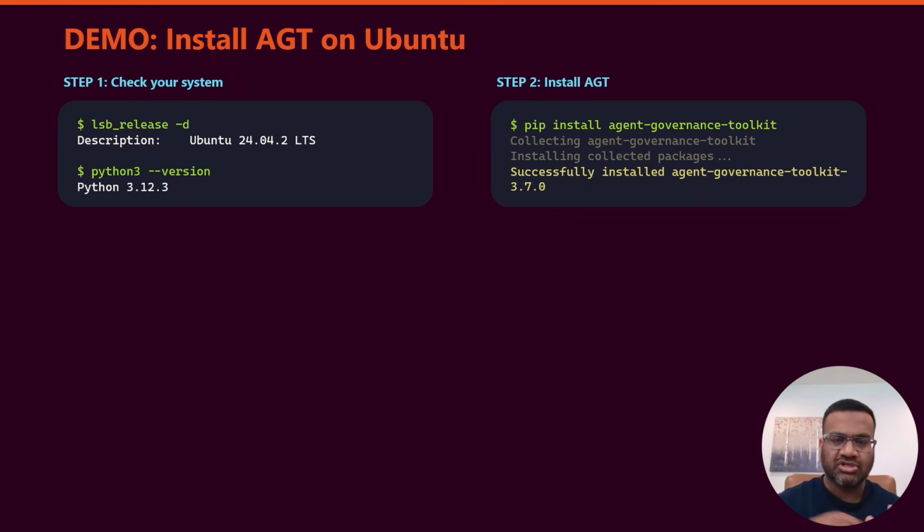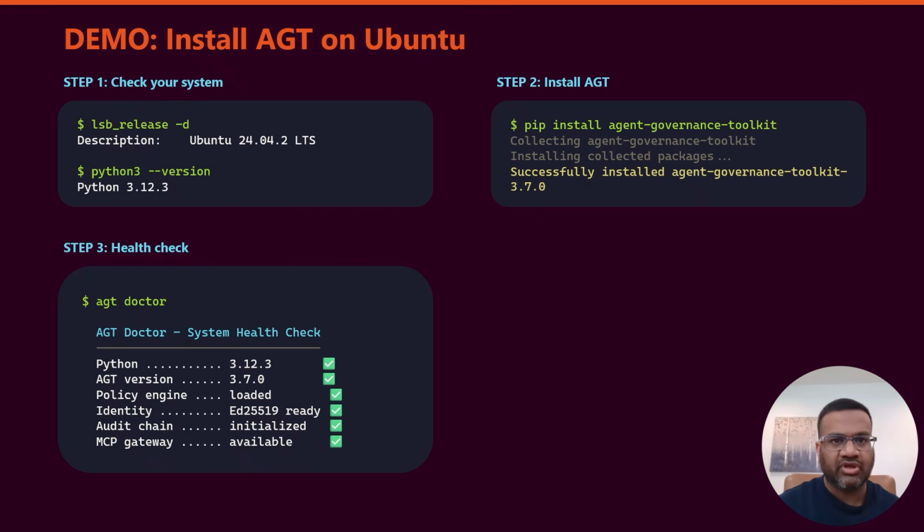Step 2, agt doctor. This is the health check command. It validates your Python version, AGT version, policy engine, identity system, audit chain, and MCP gateway. All green check marks. Step 3, agt verify. This runs the OWASP Agentic Top 10 compliance check against your configuration. 10 out of 10 categories covered. This is 3 commands and you have a governed agent environment. Now let me show you how to write your first policy and apply it to a real agent.